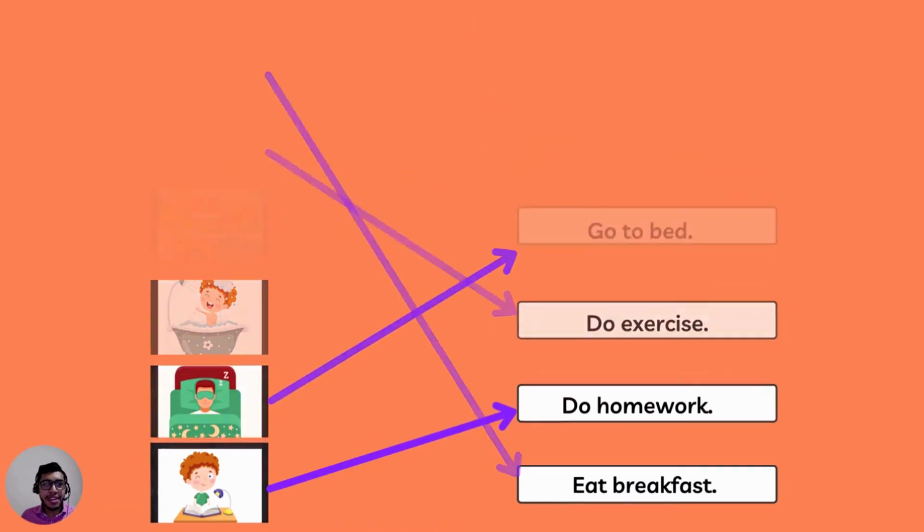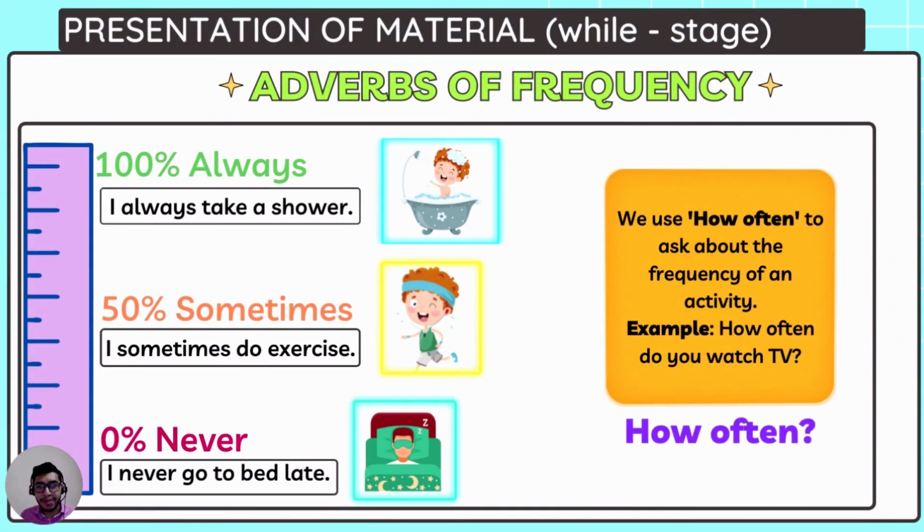The next stage is the presentation of material. It's the while stage, where I place a poster. This is the poster of the adverbs of frequency on the board. I tell students that adverbs of frequency are words that describe how often something happens, and I also let them know how they can use "how often" to ask about the frequency of an activity.